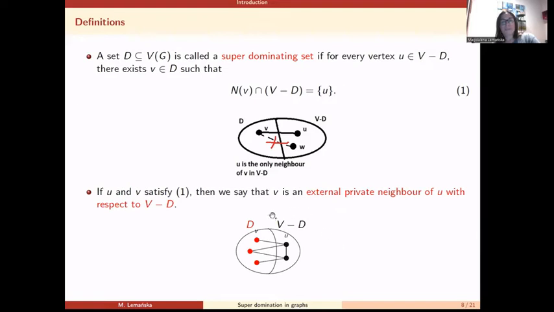Here we have a quite simple example. The set of vertices D, the set of these red vertices, is a superdominating set because, of course, it's a dominating set. Every black vertex has a red vertex as a neighbor. So this condition of being dominating is fulfilled. But also it's a superdominating set because, for example, this vertex U has a private red neighbor, such that this neighbor is not a neighbor of any other black vertex except U. So here this vertex U has this vertex V as a private neighbor, and this second black vertex has this red vertex as a private neighbor.